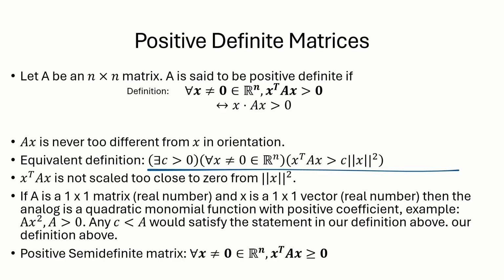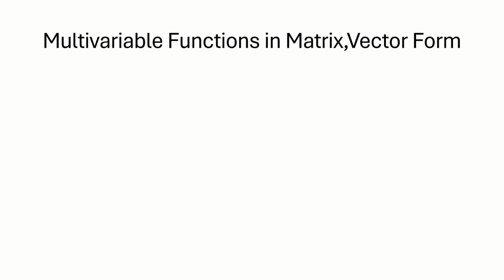For the last topic in this video, we're going to make clear why we care so much about these different matrix definitions. Let's look at how we can write a multivariable quadratic polynomial in matrix and vector language. What do we mean by a multivariable quadratic polynomial?